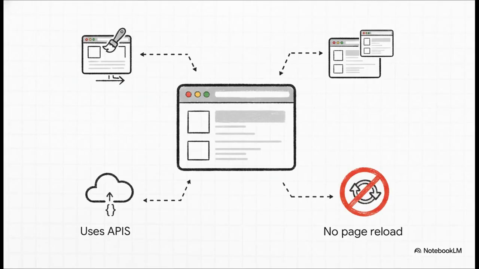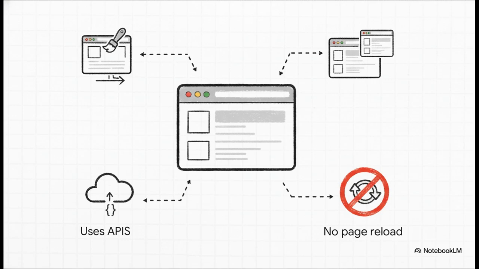Now, all of this is possible because the rendering, the job of actually drawing the screen, is now handled by your browser. It's happening on the client side. The app uses these things called APIs, which are like little communication channels, to go fetch data from the server in the background. Then it updates what you see dynamically, all without a single page refresh.